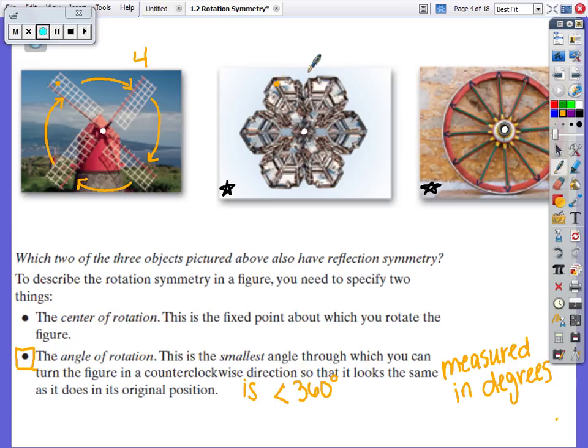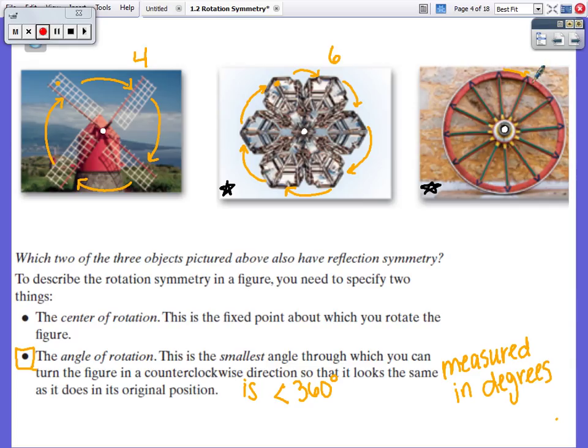If we start with this one, there's 1 rotation here, 2 rotations here, 3 rotations here, 4 rotations here, 5 rotations here, and then 6 rotations here. So the order of this rotation would be 6. And then for the wagon wheel, 1, 2, 3, 4, 5, 6, 7, 8, 9, 10, 11, 12 rotations. So the order of rotation for this one would be 12.